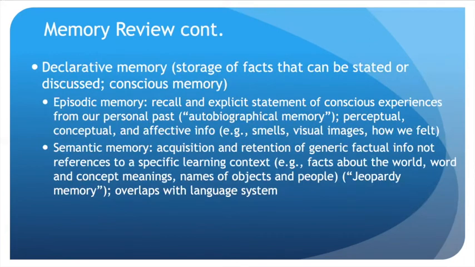Okay, now declarative memory. So this is storage of facts that can be stated or discussed, conscious memory. These include episodic memory and semantic memory. So episodic memory is recall and explicit statement of conscious experiences from our personal past. So this is also referred to as autobiographical memory. So perceptual, conceptual, and affective or emotional information. So the smells, the images, how we felt at that particular time.